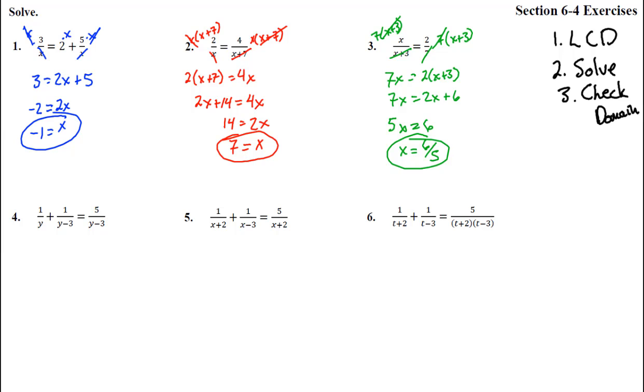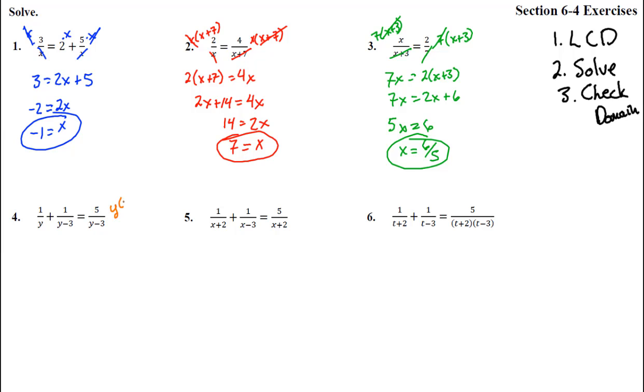Good. The next one. Let's try number 4. Ooh, this one has more of a common denominator. Notice we can't just do the cross multiplication on this. It's not just a fraction times equals a fraction. So the least common denominator needs a y and a y minus 3 in it.